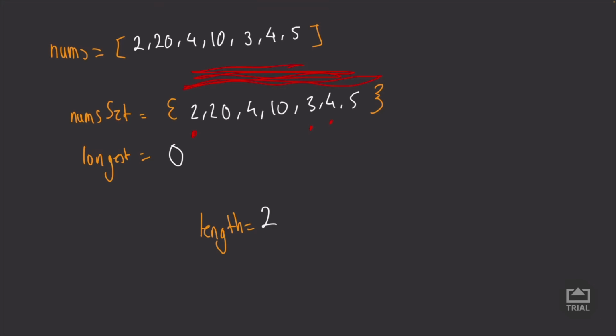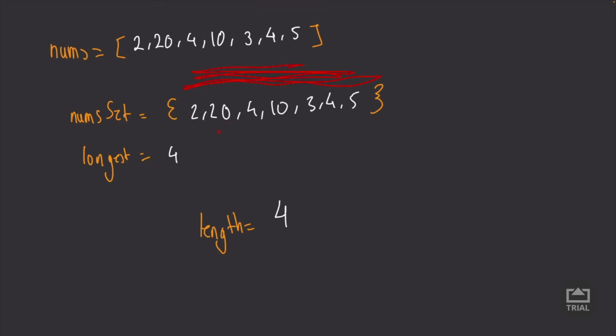We see that 4 is in the array. We then increment length to be 3. Now again, we check if 2 plus length exists in the array, which is 5, and it does. We increment length again to be 4 now. And now we check if 2 plus 4 exists in the array, and it doesn't. So we set the longest to be 4, and now we move on to the next element.